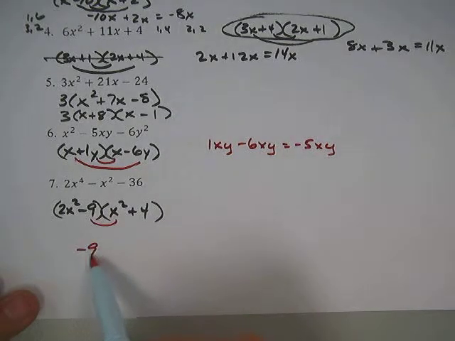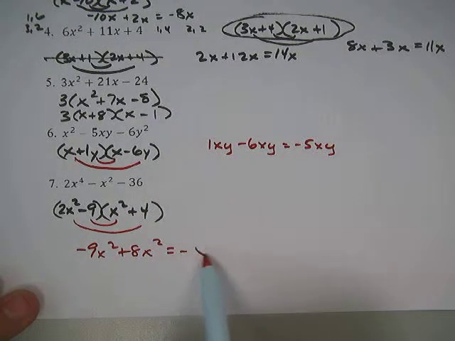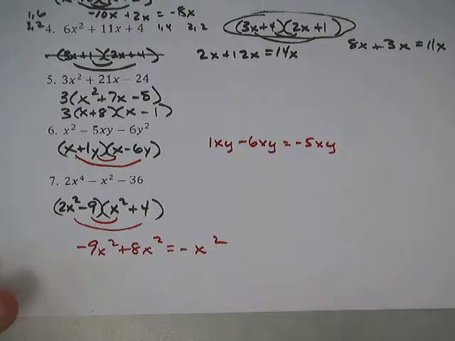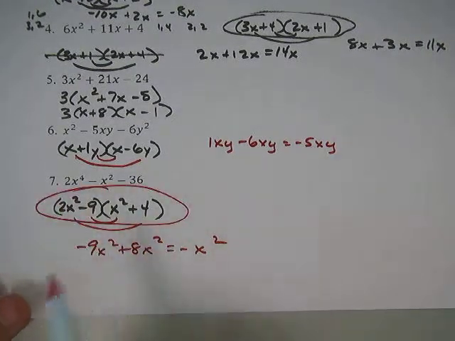And just do a quick check. This is negative 9x squared. This is 8x squared, which add up to negative x squared. So I did it right. And there you go. Well, that's the basics of trinomial factoring. Hopefully, most of that's a review.